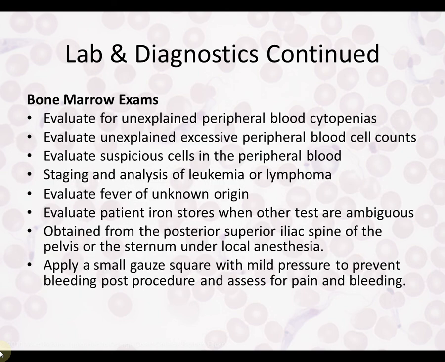Now let's talk a little bit about bone marrow examinations. We are just going to lightly hit on this because you will be receiving more instruction on this from Miss Lindsay as well when you get into your hematology chapter. Evaluation of bone marrow is done for unexplained peripheral blood cytopenias. They also evaluate with bone marrow exams for unexplained excessive peripheral blood cell counts.